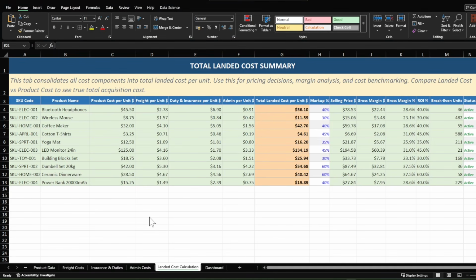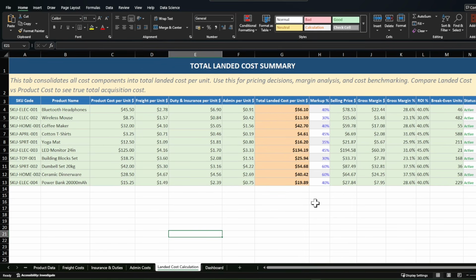Today we are going to discuss how to calculate total landed cost. In this video we are going to discuss what the components of the total landed cost are. In this case it is product cost, freight cost, duty and insurance per unit cost, and admin cost. By summing all of that, you get the total landed cost.